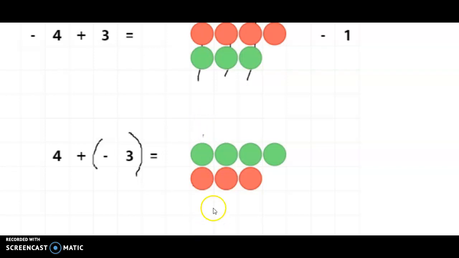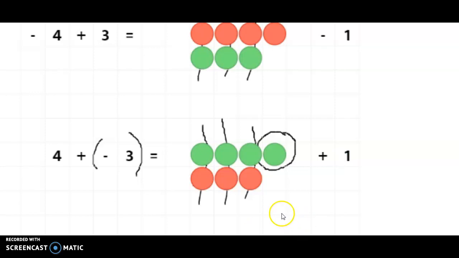Whoops, see if it'll let me cross off that. 1 set, 2 sets, and 3 sets. And what am I left with? I'm left with a positive 1 that I could just write as 1.